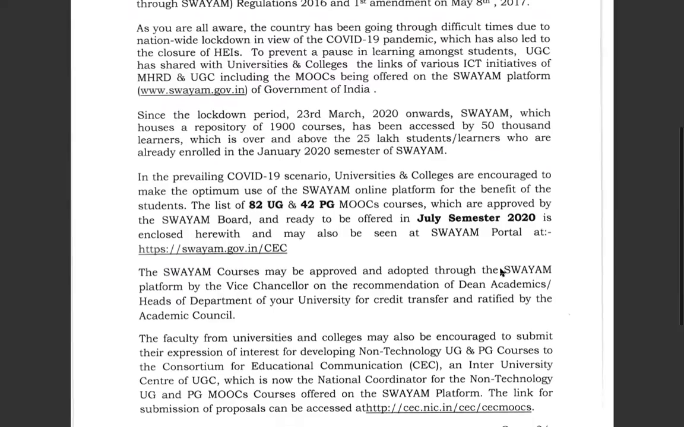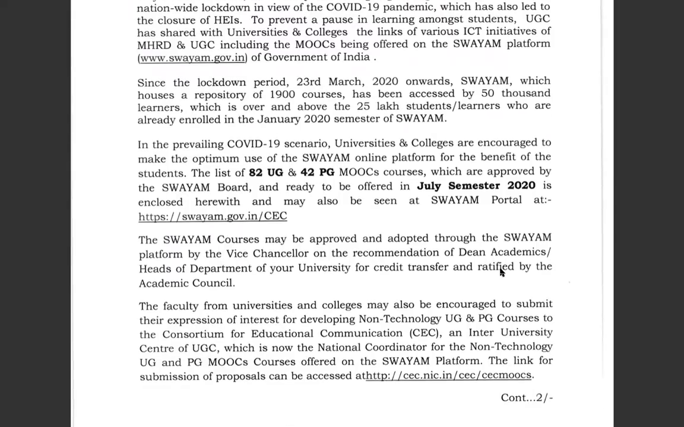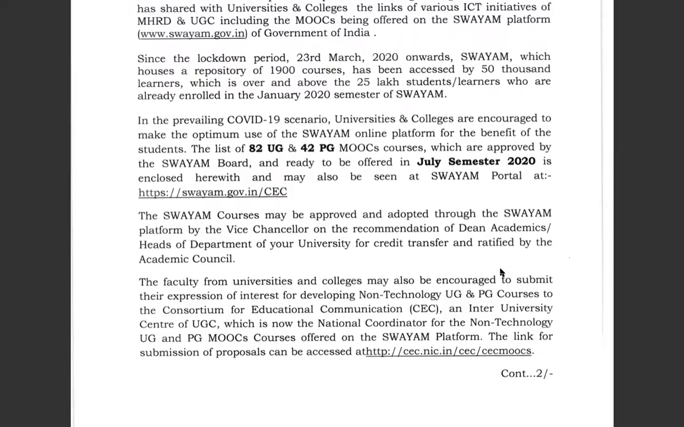What it says is that in this COVID situation, about 82 UG and 42 PG courses are available online on the Swayam platform. And they are approved by the board for the July semester 2020.